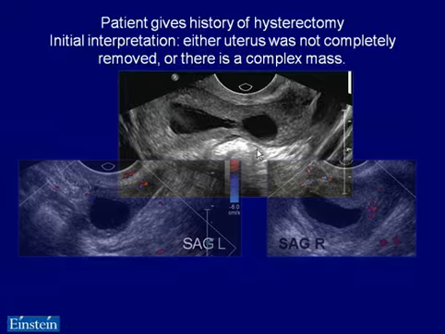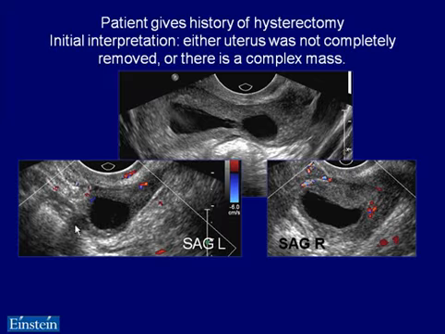Upon further imaging, it turned out that these were actually the ovaries, the left ovary and the right ovary, and that they had fallen down together near each other in the cul-de-sac and were touching each other here and making it seem as if there was one mass. So they were perfectly normal ovaries, no uterus.